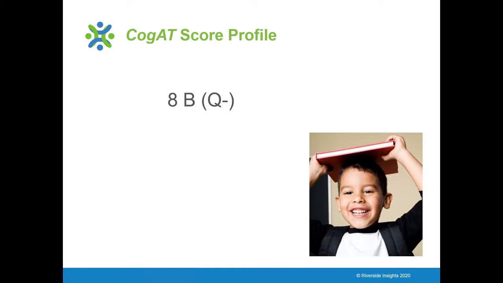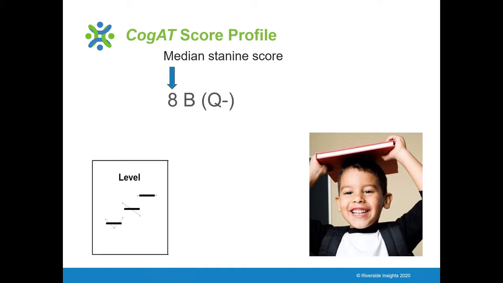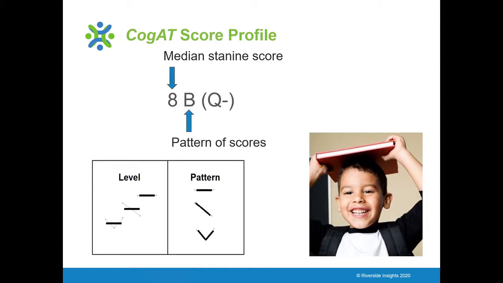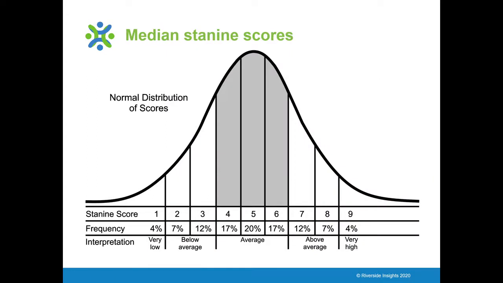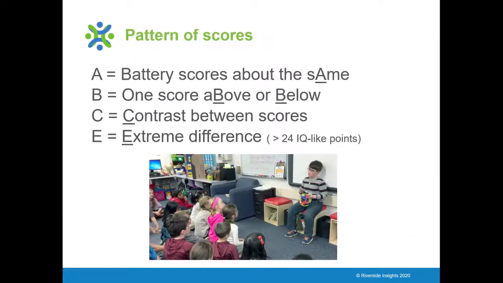The CogAT score profile consists of 3 parts: the median stanine or overall performance of the student, the type of score pattern or shape, and the areas of particular strength and weakness across the 3 CogAT batteries. In short, the profile describes the student's overall level of performance as well as their patterns of performance. The first part of the CogAT profile describes the student's typical performance across the 3 batteries. This uses a stanine.